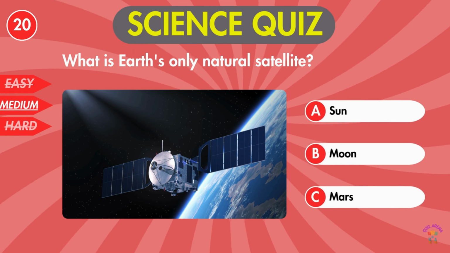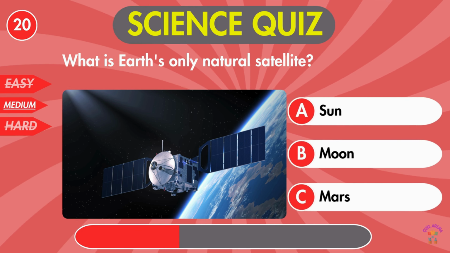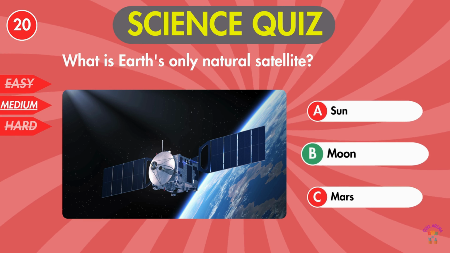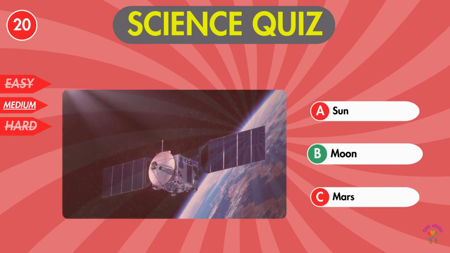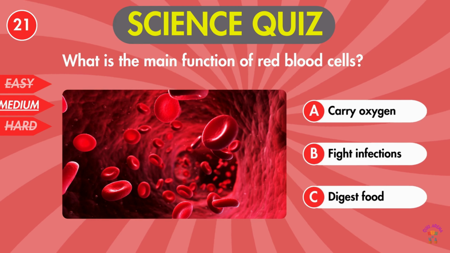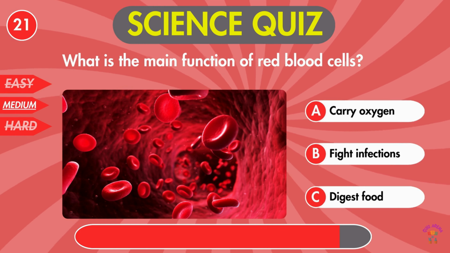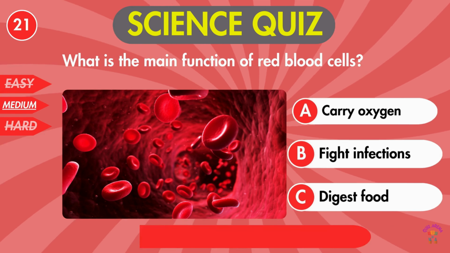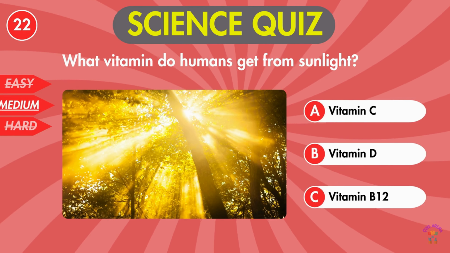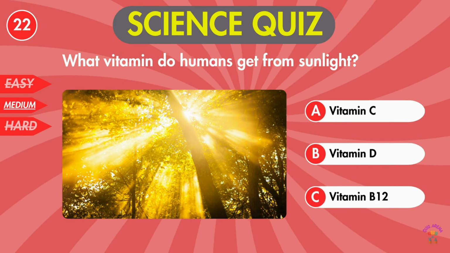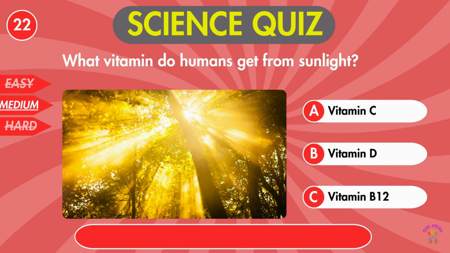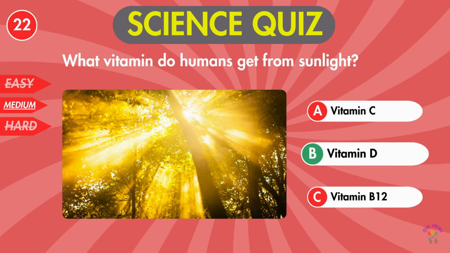What is Earth's only natural satellite? Moon. What is the main function of red blood cells? Carry oxygen. What vitamin do humans get from sunlight? Vitamin D.